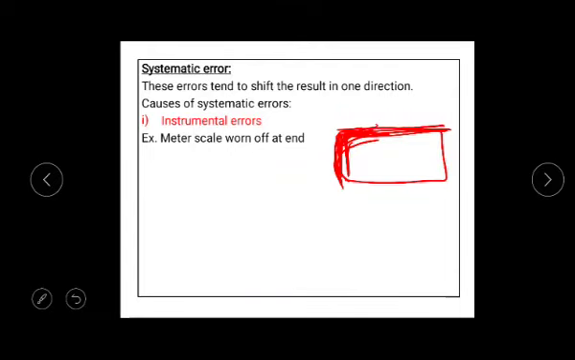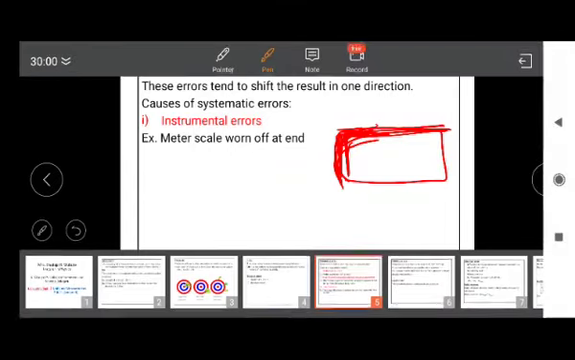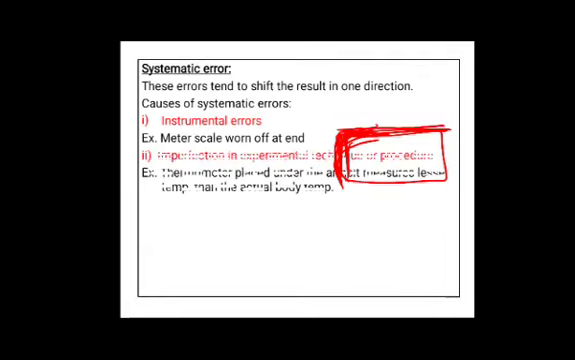Now let us take the second reason, that is imperfection in experimental technique or procedure. Imperfection in experimental technique or procedure means what? When you are measuring a quantity with the help of a measuring instrument, you should know the proper method of using the instrument, correct? You should know the procedure of how to do the experiment.